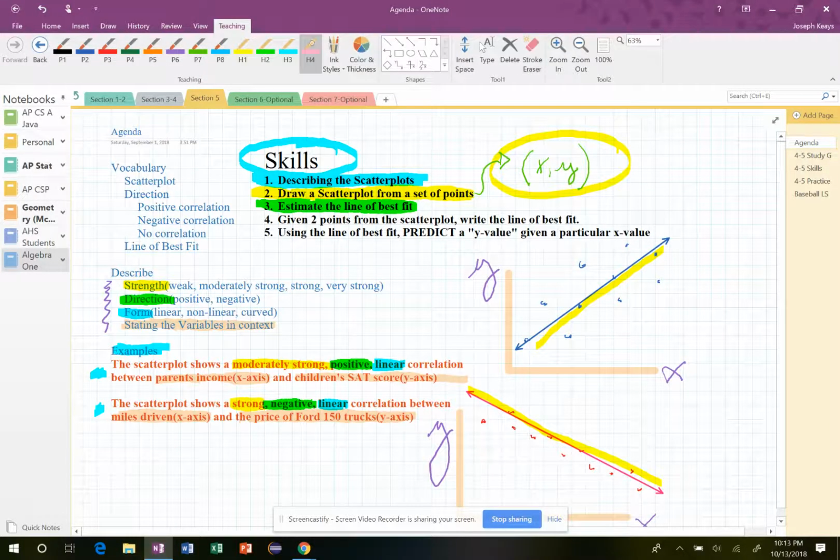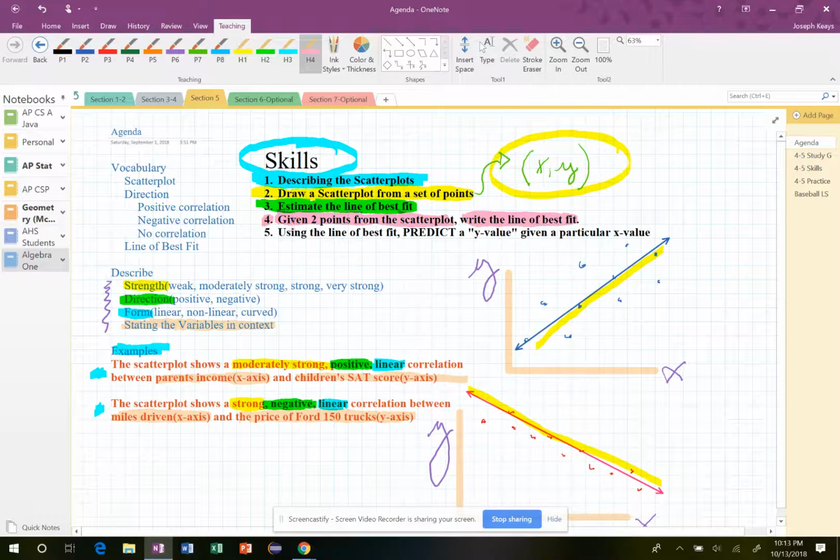Okay, class, here we go. We are now going to start the fourth skill in here. This one gives students the most trouble because there's a lot of steps involved. The good news is these steps we have covered already in some previous sections. So basically, we're going to write the equation of the line of best fit.